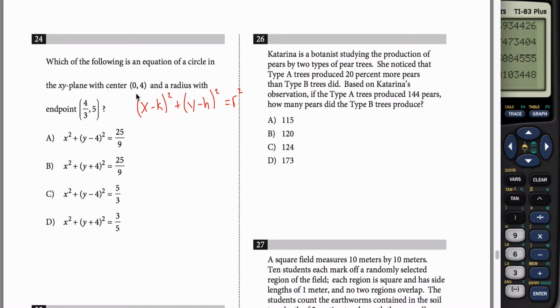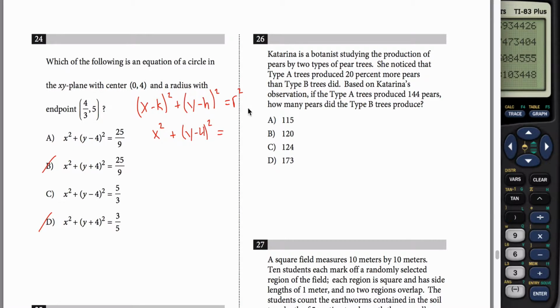So the x-coordinate of the center, which some books use a k to represent, it doesn't matter what letter you choose, is 0. So in my equation, I'm going to have x minus 0 squared, in other words, x squared. And the y-coordinate of my center is 4, so I'm going to have y minus 4 squared. And that's equal to r squared. Let's see what I can rule out so far. I can rule out this guy and this guy. Right? It must be one of these two answers.